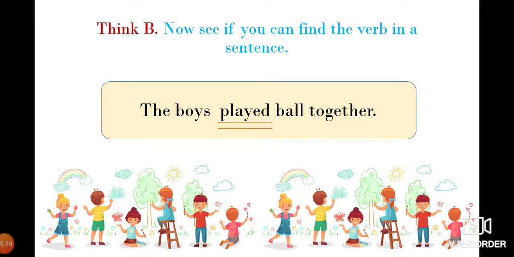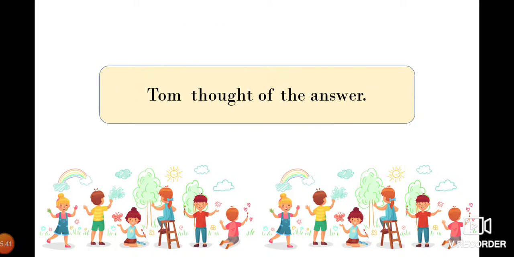Okay, this one is important. This is a strategy that we use for understanding and identifying the verb. We underline the verb two times, and in that form, we notice that this one is the verb, played. Then, "Tom thought of the answer." In this case, the verb is thought, exactly. So we underline two times.